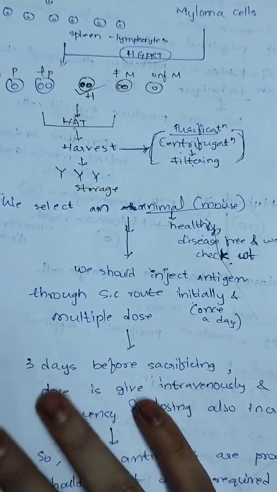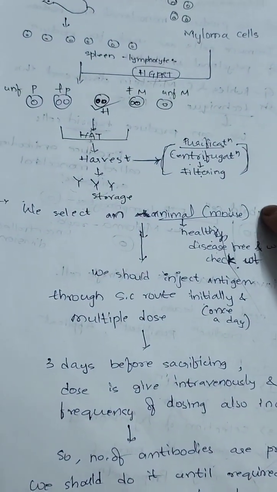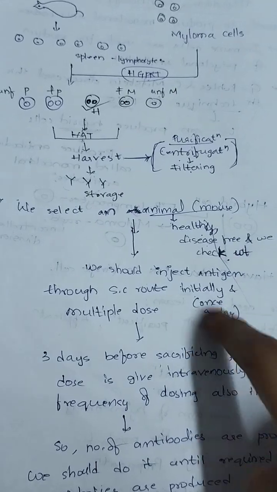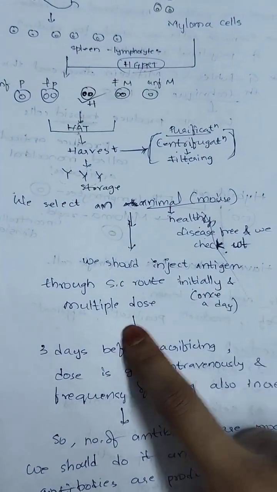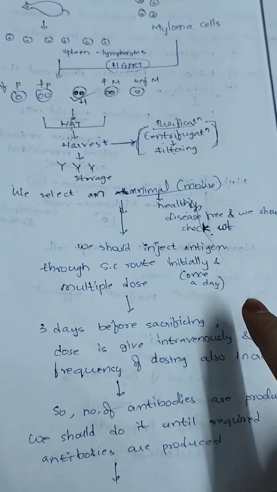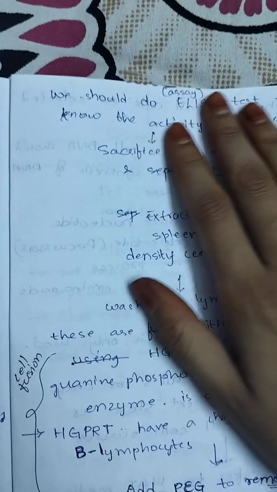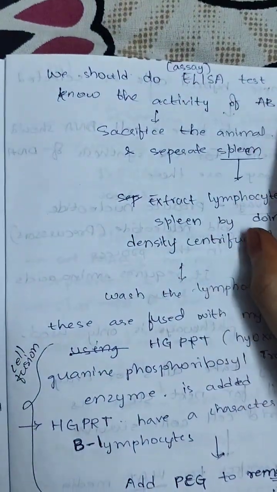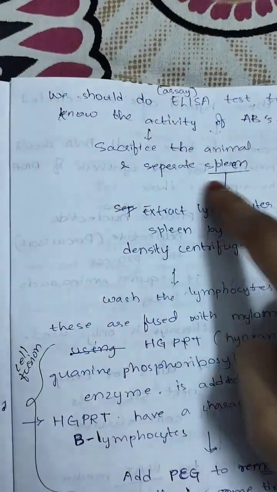First, in the immunization, a mouse which is healthy, disease-free, with healthy weight is taken. Antigen is injected first through the subcutaneous route initially, and then in multiple doses. Then 3 days before sacrificing, a dose is given intravenously, so that the number of antibodies produced increases. Then an assay is performed to check the antibody. Then the animal is sacrificed and the spleen is separated from the animal.